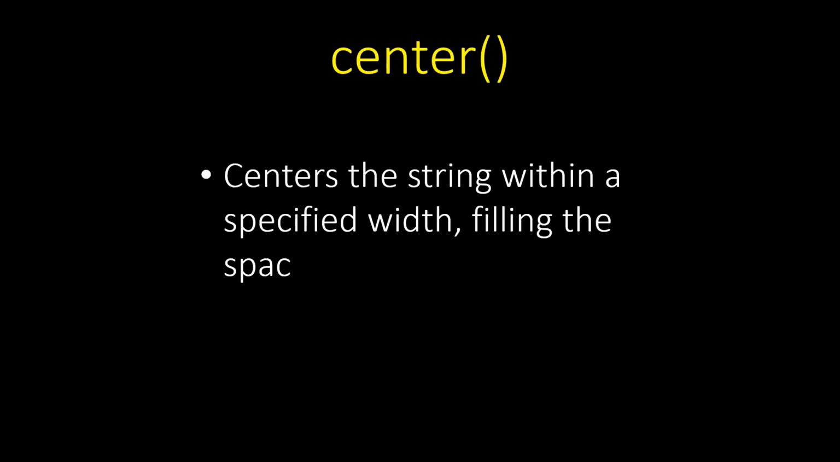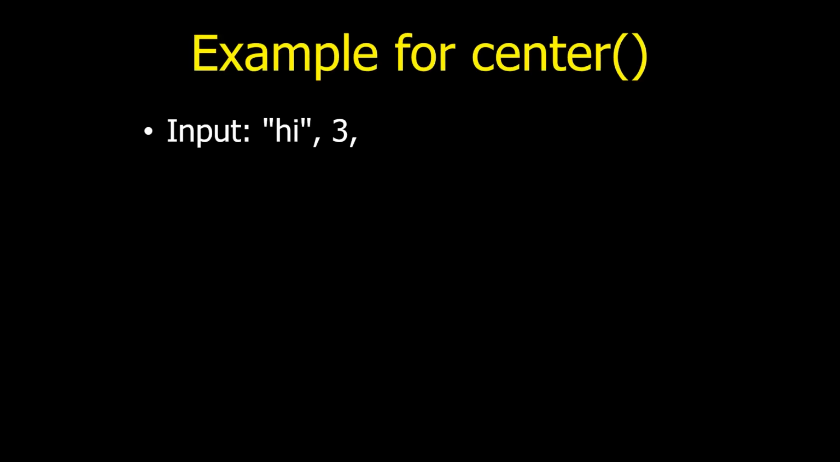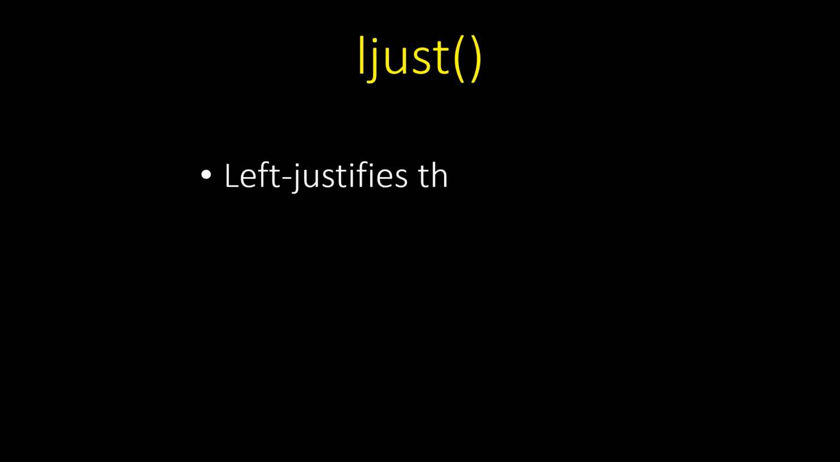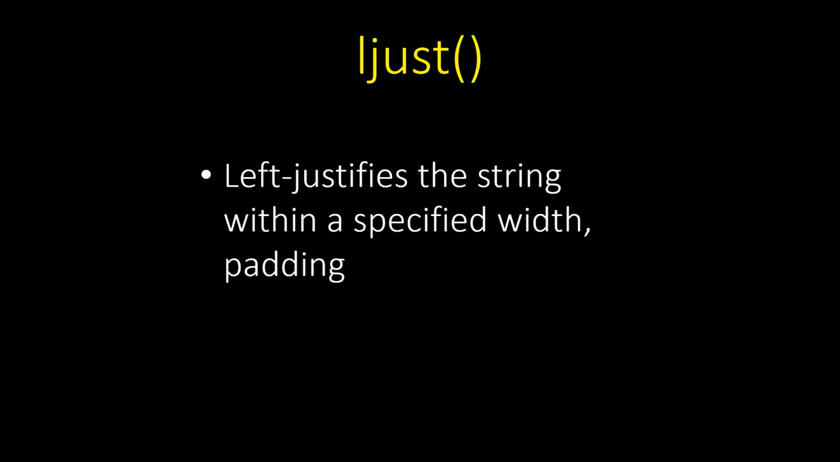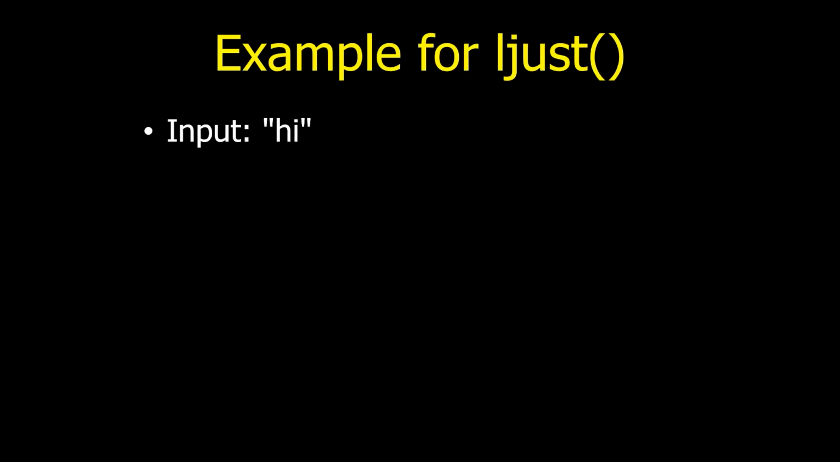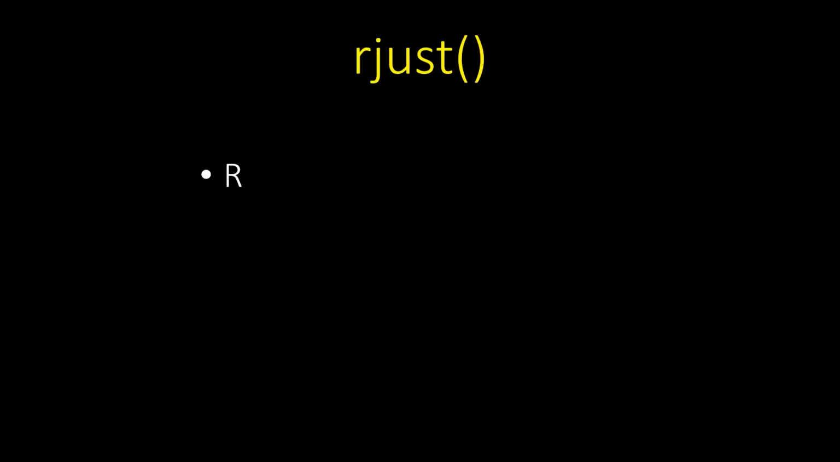The center method can be used to center align a string. Inputting "hi" with a width of 3 and a filler character asterisk gives us the output "*hi*". Ljust and rjust are perfect for left and right justifications. Using "hi" with a width of 3 and asterisk as the filler, we get "hi*" and "*hi" respectively.